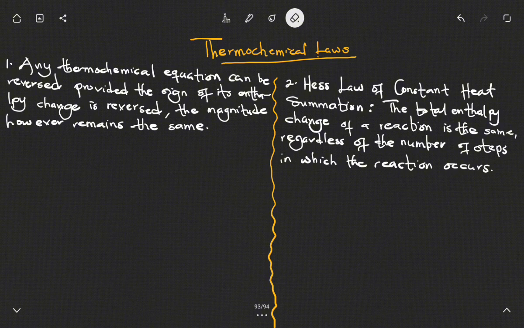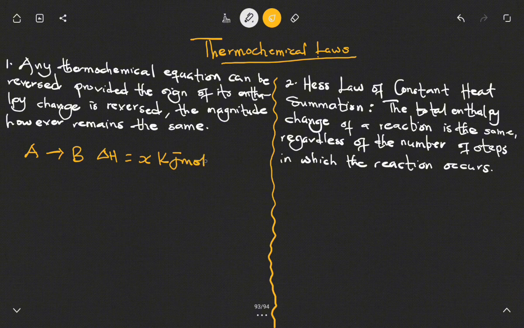Now, the first one says that any thermochemical equation can be reversed provided the sign of the enthalpy change is reversed. The magnitude, however, should remain the same. And so when we have A to B with an enthalpy change of X kilojoules per mole, now we can alter this and have B to A.